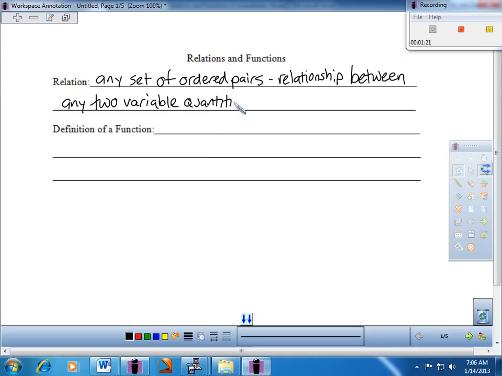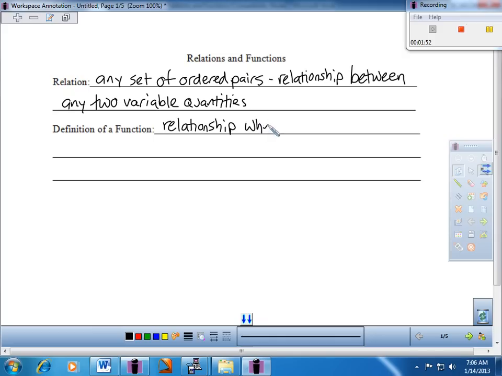All right, very nice. Now a function is a very particular type of relation. We're going to look at it both conceptually and mathematically here. So let's start with conceptually. It is a relationship between two variable quantities. So a function is a relation. Let me put this in place and then we'll talk about it. So it is a relationship, as mentioned.